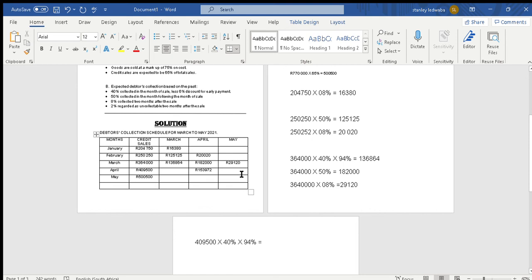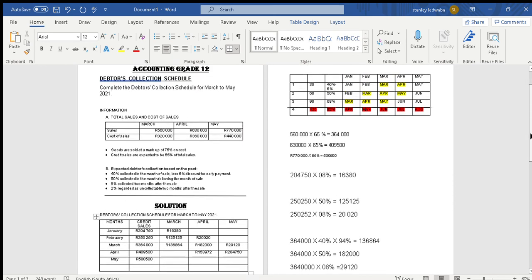It's going to be 409,500 multiplied by 50%. Okay, then it's going to give us, sorry, let me write it. We are saying we have 153,972, and 409,500 multiplied by 50% is equal to 204,750. Then we are done for April. We are going to May.